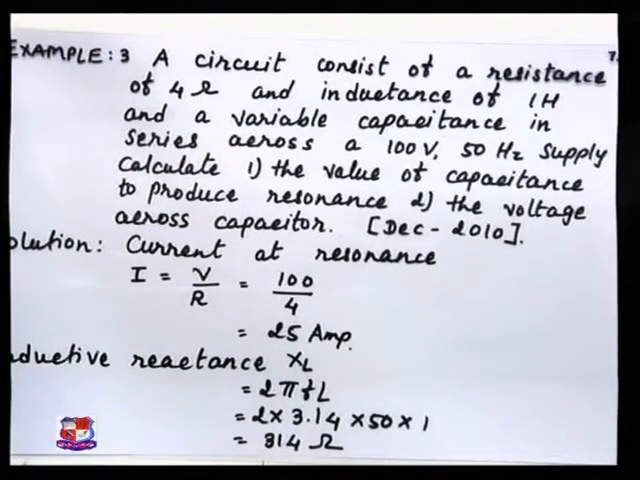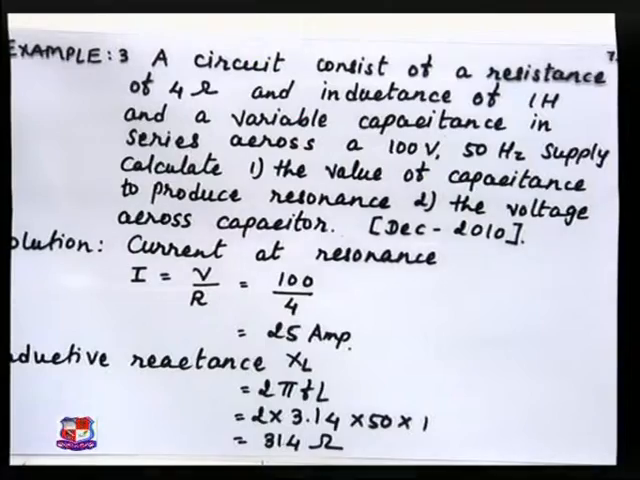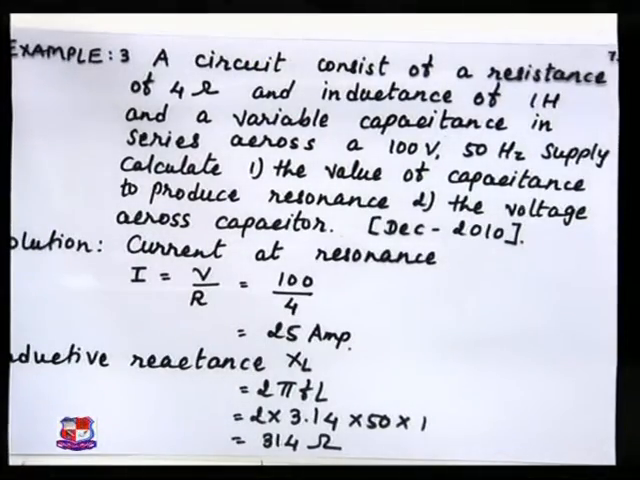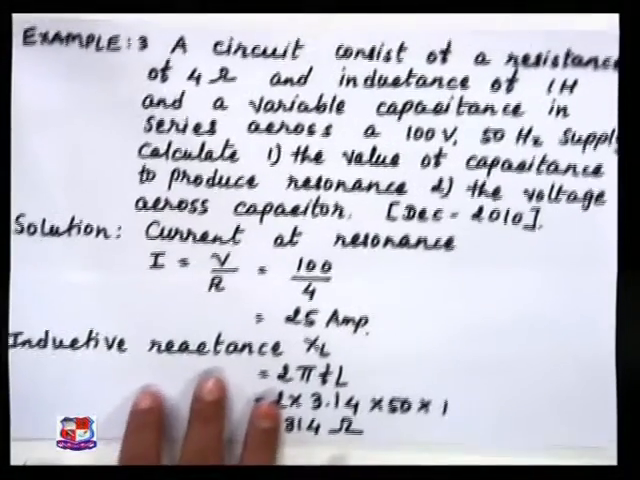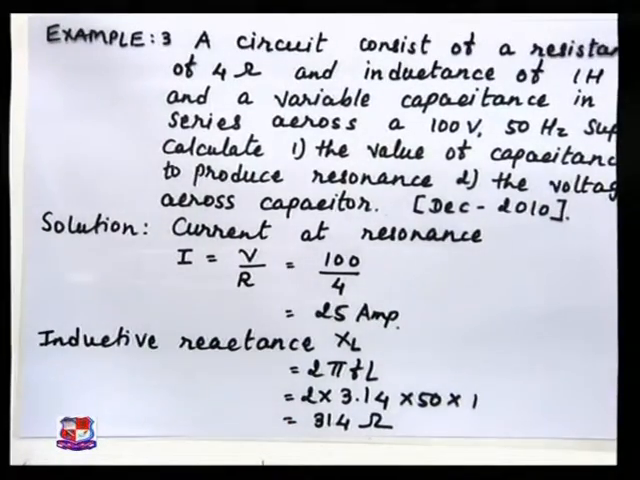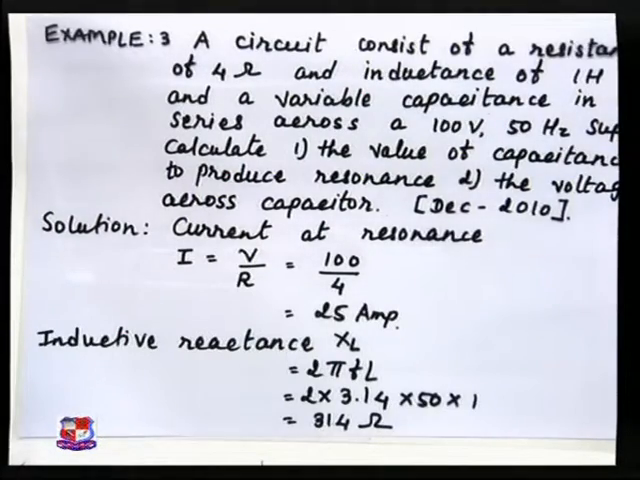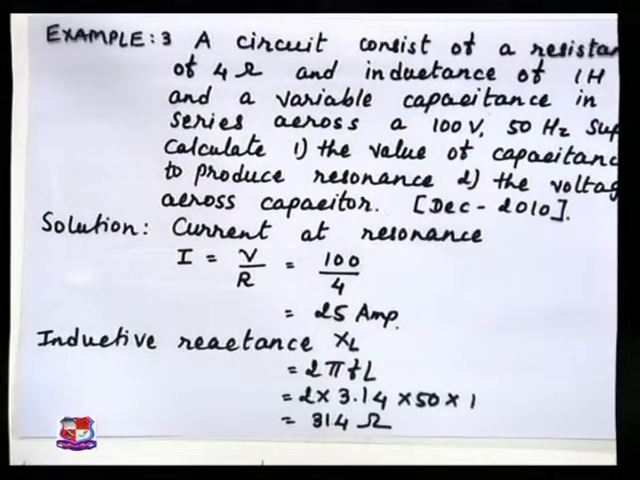value of inductive reactance. So for that, first of all you have to find the amount of current passing through the given circuit. So I is equal to V divided by R. The value of voltage is given, which is 100 volt, and resistance is 4 ohm. So I is equal to 25 ampere.